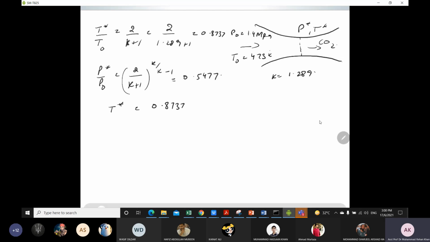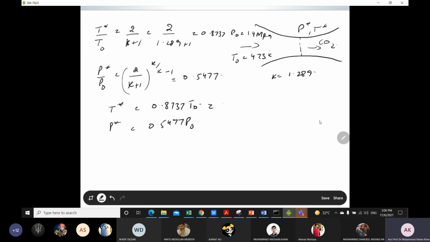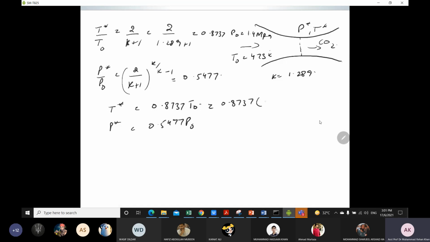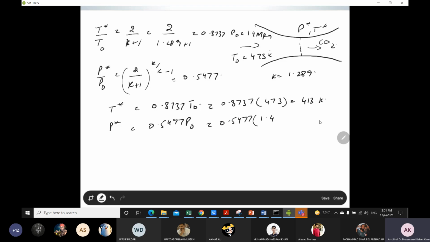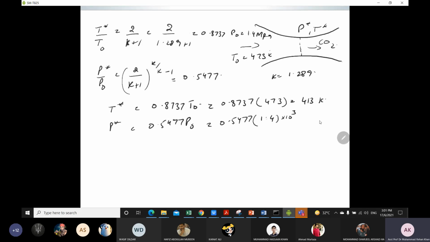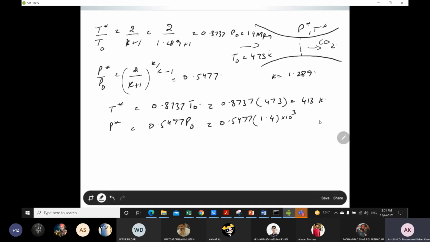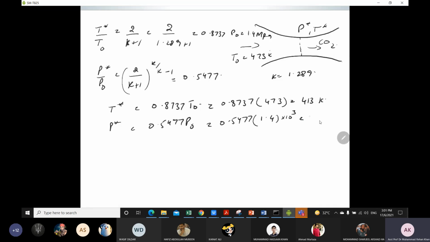So from these two relations, we can easily say that T star is equal to 0.8737 into T naught, and P star is equal to 0.5477 into P naught. T naught and P naught are mentioned in the problem statement, so you just have to put the values. T naught is 473, so the value is 413 Kelvin for T star. And for P star, 0.5477 times P naught, which is 1.4 into 10 raised to power 3 kilopascal, so it becomes equal to 767 kilopascal.